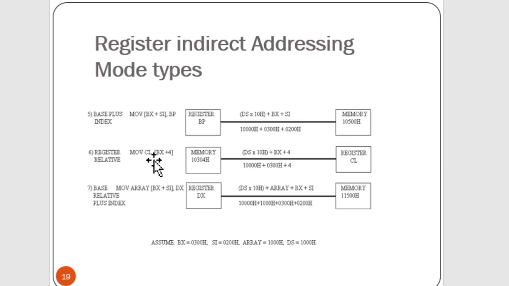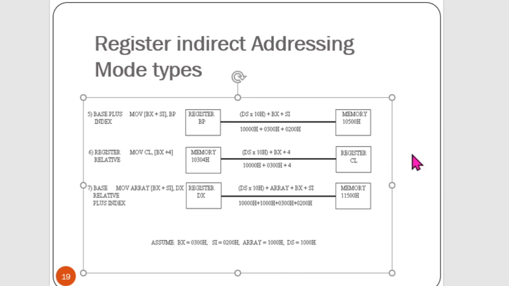The register relative, I can have an offset to a register, base or index. So BX plus 4, I can add an offset. Similarly, base, index plus relative, I can have this kind of addressing mode. So we can have all these kinds of addressing modes under this category. So this is about how the addressing modes are achieved in the 8086 microprocessor.